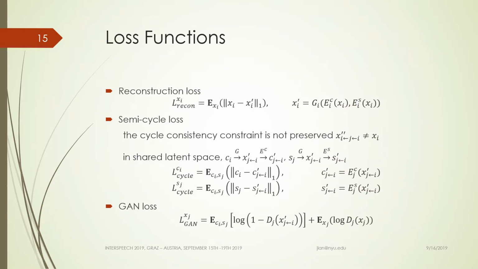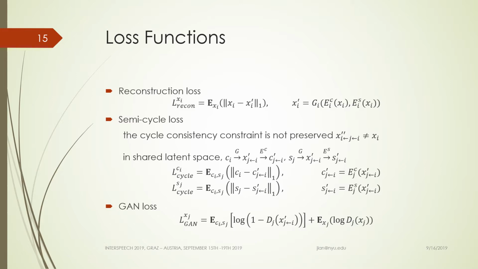There are multiple loss functions in our system. The spectral sequence should not change after encoding and decoding. To keep encoder and decoder as inverse operations, we apply reconstruction loss. In our model, the latent space is partially shared, but the cycle consistency constraint is not preserved. We apply a semi-cycle loss in the coding direction.